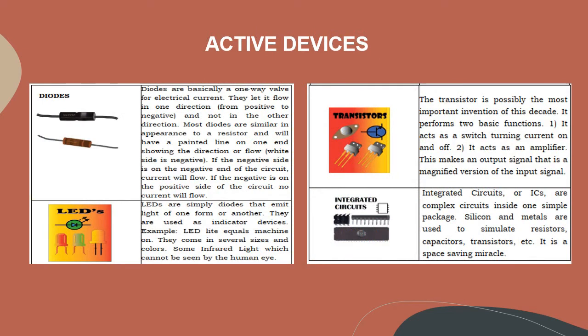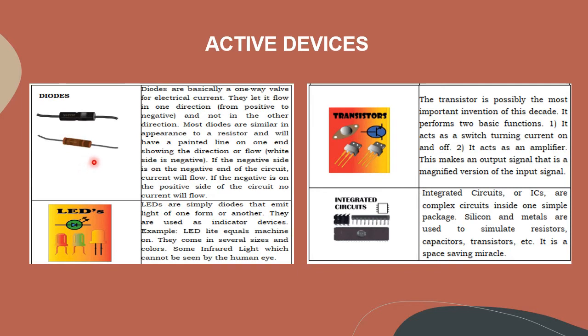We already got the examples of passive devices. Now we have the active devices: diodes, LED or light-emitting diode, transistors, and integrated circuits. Diodes are basically a one-way valve for electrical current. They let it flow in one direction and not in the other direction.